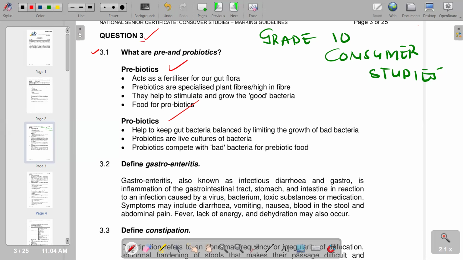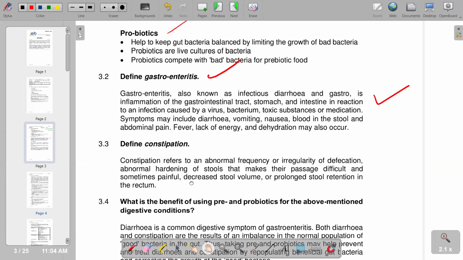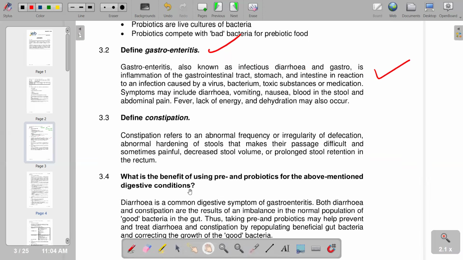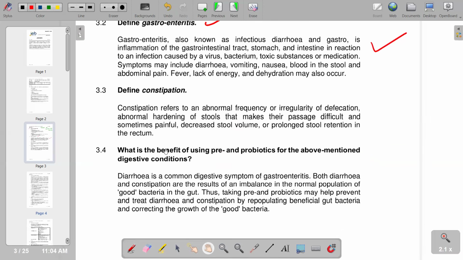So on the second question, define gastroenteritis. Of course, we have an explanation presented. Moving on, we also have the definition of constipation. And then on 3.4, what is the benefit of using pre and probiotics for the above mentioned digestive conditions?